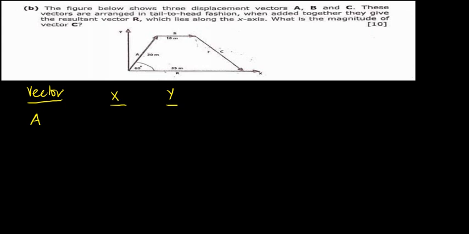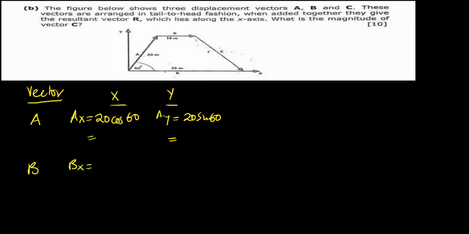So ax will be, we get first the vector A itself, it has got a magnitude of 20, and then cos, what is the angle? The angle is here, that is 60. And then ay is going to be 20 sin 60 also. And then we're going to go to the vector B, now bx, the x component of B.